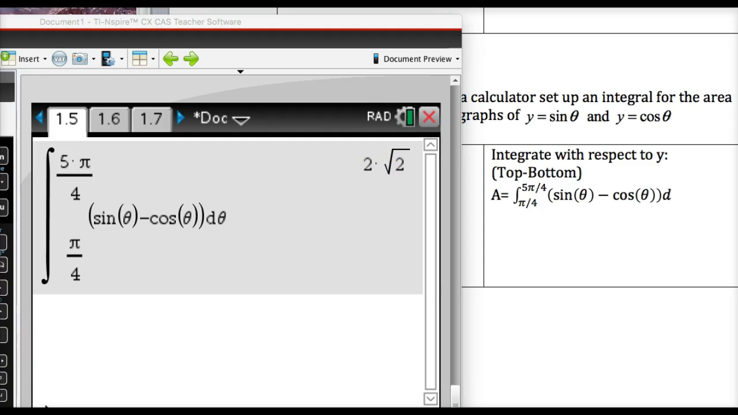All right, I hope you enjoyed this. That's area between two curves, top minus bottom. Right minus left. Remember, if you do it in Y, then it is in Y.